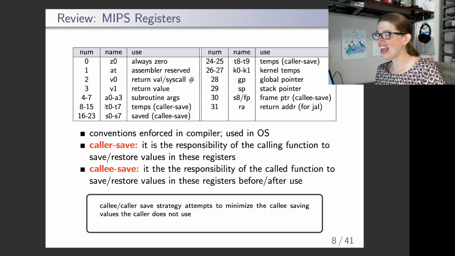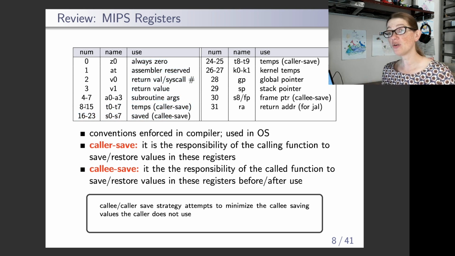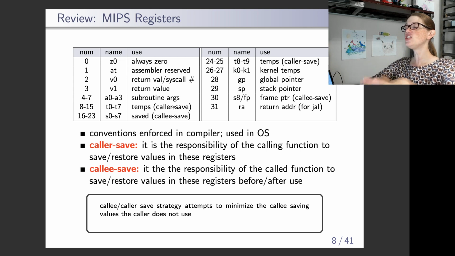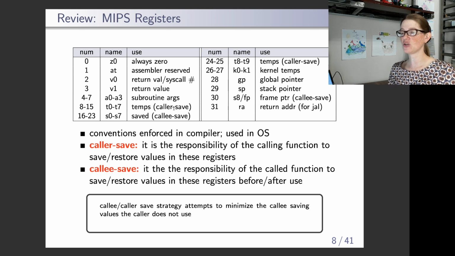All right, then we have the S and T registers, which are general purpose registers for the functions. And we have divided them into caller save and callee save. Caller save means it's your responsibility as the function to save and restore the values of those registers before you use them. The callee save registers means that it is the responsibility of the called function to save and restore the values of those registers before and after use.